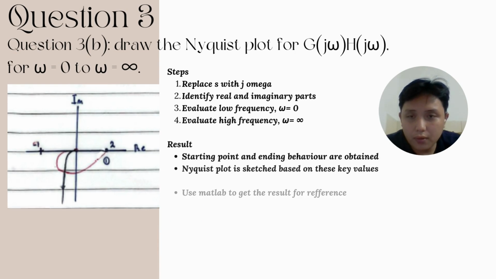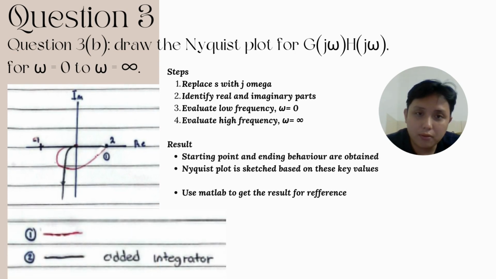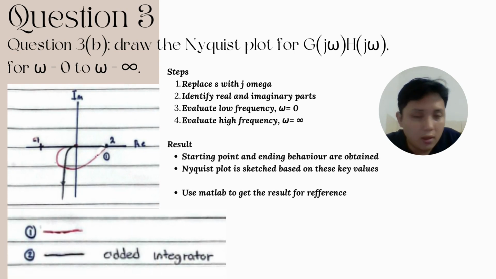For question 3B, we are required to draw the Nyquist plot. To answer this question, for the transfer function, we have to replace the S with j omega. And then the second step is to identify the real part and imaginary part.